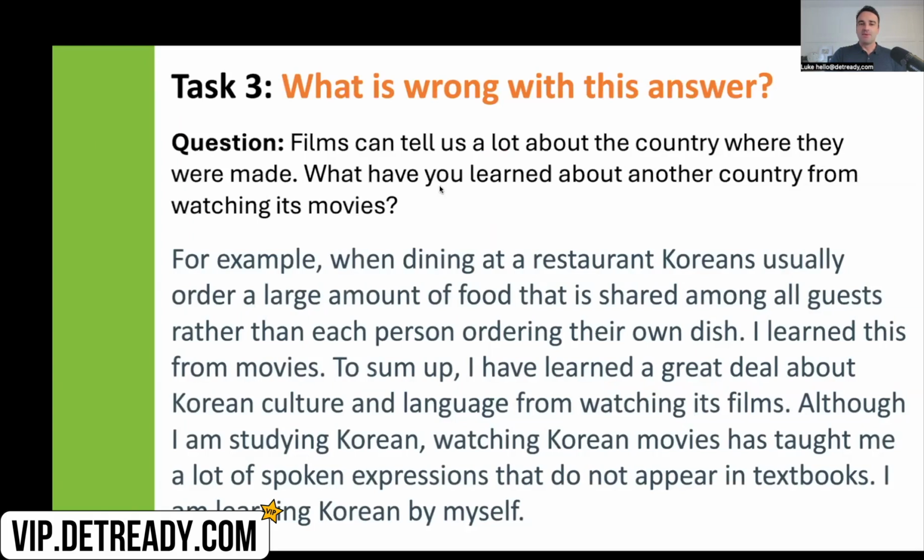Here is a sample answer and a sample question. This is a real question from the Duolingo practice test. So there's something wrong with this answer. So this is task 3. You have 30 seconds. Read this answer. Tell me what is wrong with it based on the points we just talked about.